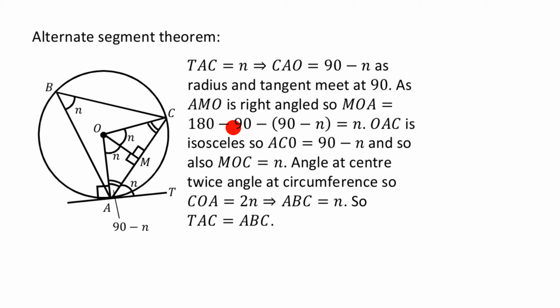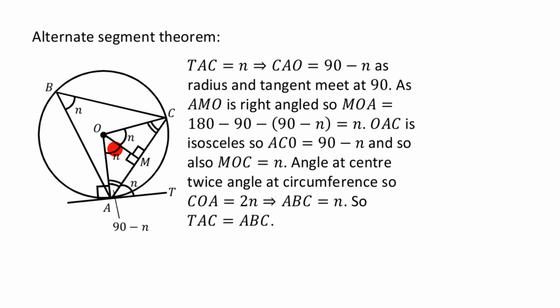So 180 minus 90 minus 90 minus n, this is one angle, so I had to put it in a bracket. And it's very important I put in a bracket, otherwise all sorts of stuff goes wrong, like I'm going to use minus minus n. That's very important in a second. So anyway, let's do it. 180 minus 90 minus 90 minus n.